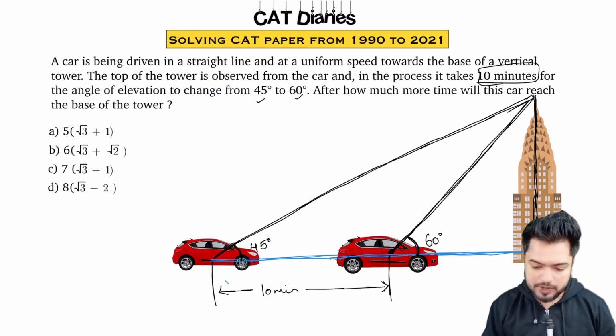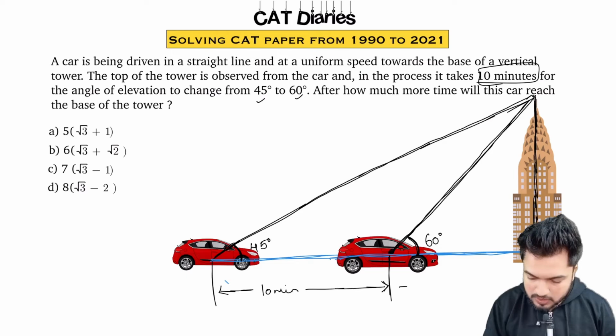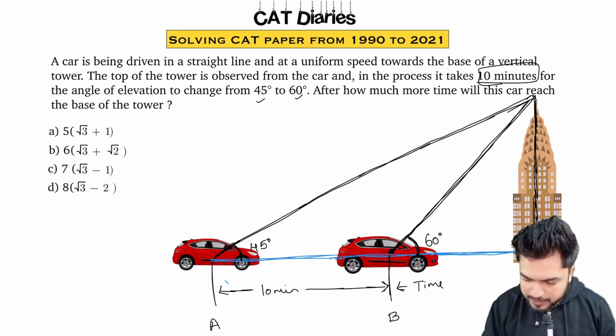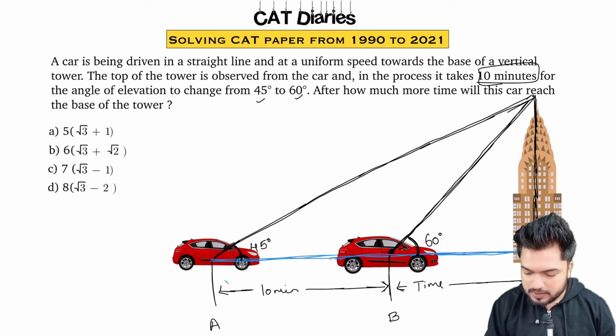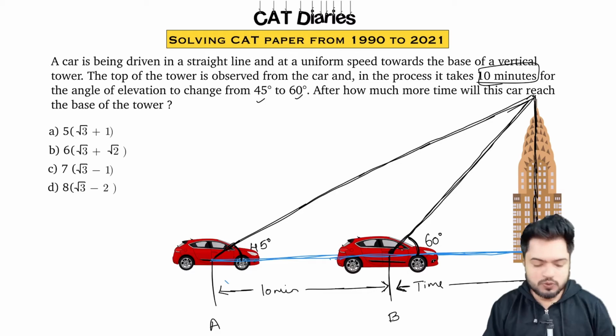Okay, now what is being asked? After how much more time will this car reach the base of the tower? So what is the time required by the car to reach from this point? So if I say this is point A or this is point B, from point B to point C, and point C is the base of the tower. So what is the time required by the car to travel this much of distance? Right? That is what you're supposed to find out.